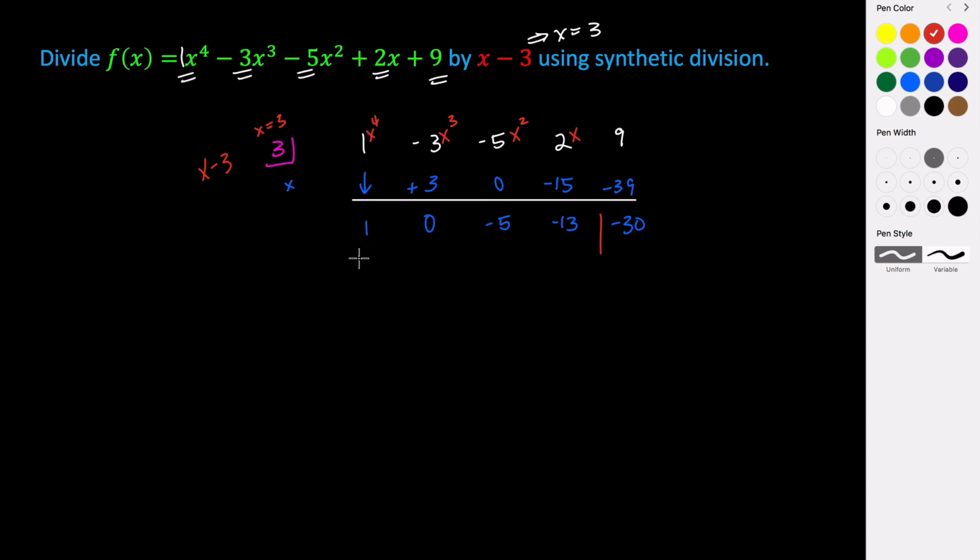So we have now the coefficients of a 3rd degree term. But what is this -30 here? This -30 represents the remainder. This is the remainder. Now, if the remainder is 0, then that means that x minus 3 was evenly divided into this entire polynomial function.